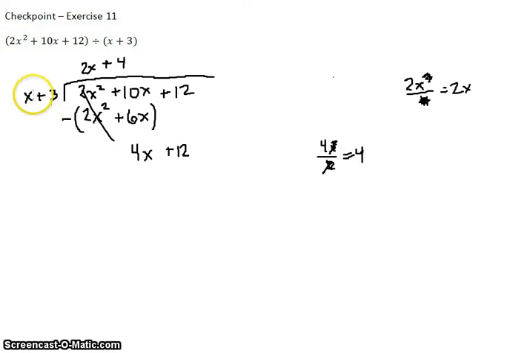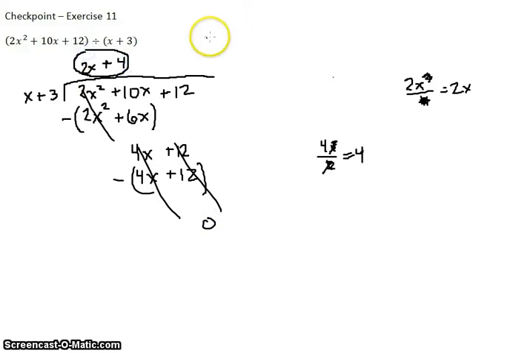So I take 4 times x plus 3, I get 4x plus 12, and I subtract that. The 4x cancels out, 12 minus 12 cancels out. I'm left with no remainder. So my answer for this is 2x plus 4.